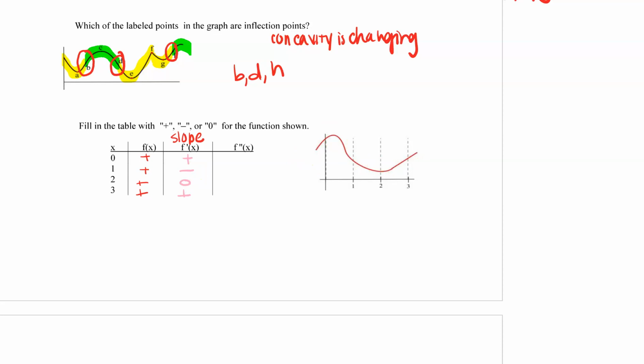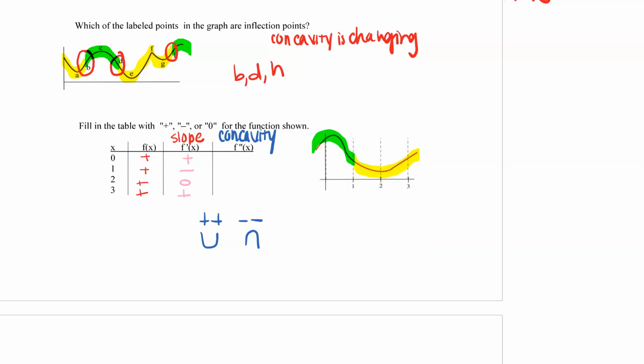And then the last one, you're looking at the second derivative. Now remember, with your second derivative, that is concavity. And with concavity, if it's concave up, it's going to be positive. And if it's concave down, it's going to be negative. And so let's see. It's concave down when we get to this point, and then it looks like it's concave up for the rest of the way.